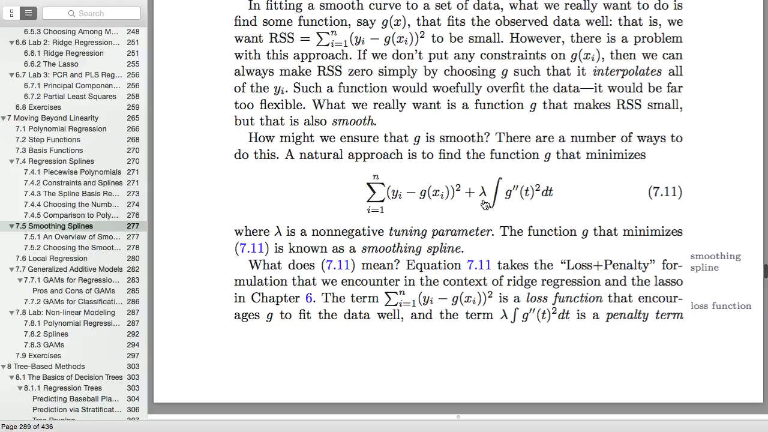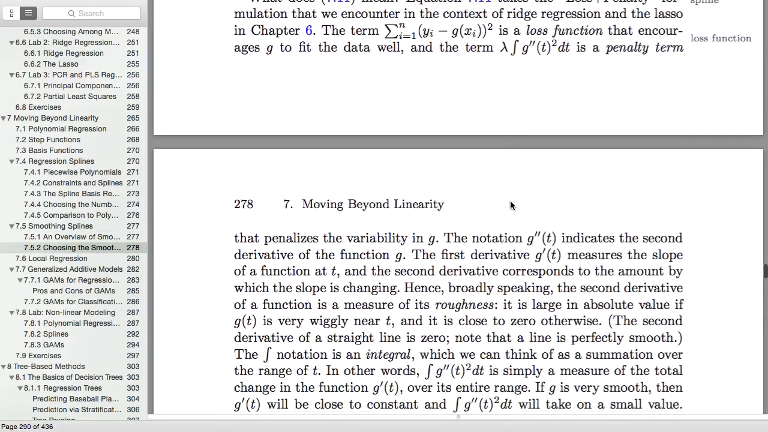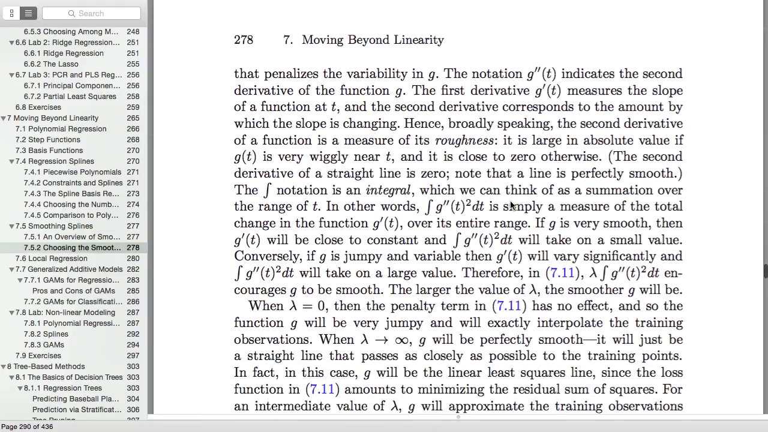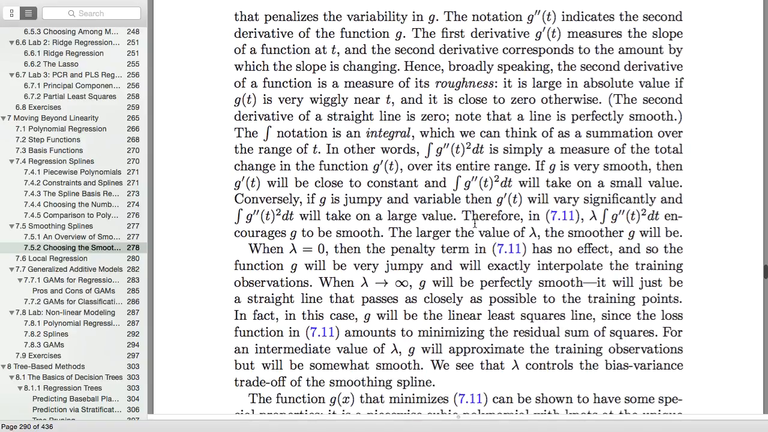Now, if you haven't done too much math, the idea that this is the integral of the second derivative may not be familiar to you. But that's okay, because there's a pretty much non-mathematical description right here. And this was equation 7.11. So here's the description. Let's see where it starts here.